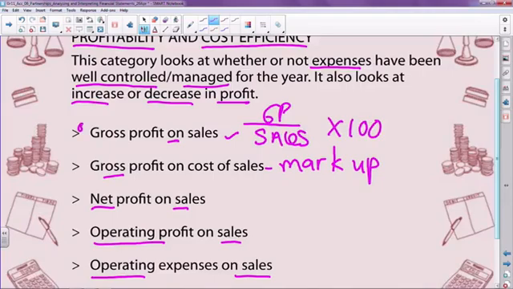Just want to include, this should be percentage gross profit on sales. Right, similarly, gross profit on cost of sales, you're going to do the exact same thing. So you're going to take your gross profit, you're going to divide this by cost of sales, and again, multiply it by 100. So this particular category, guys, not difficult to learn off the formulas.